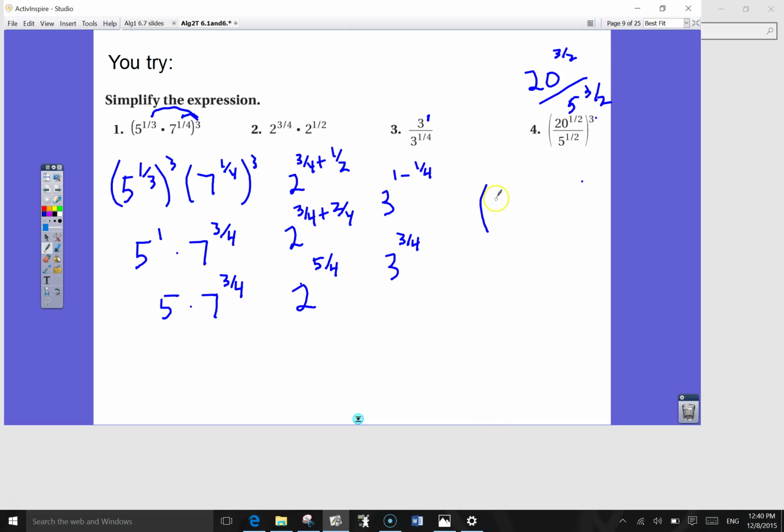Why don't we make this 20 over 5, to the 3/2? And 20 over 5 is 4. So it's 4 to the 3/2. Again, use the denominator first. The square root of 4 is 2. 2 to the 3rd equals 8.